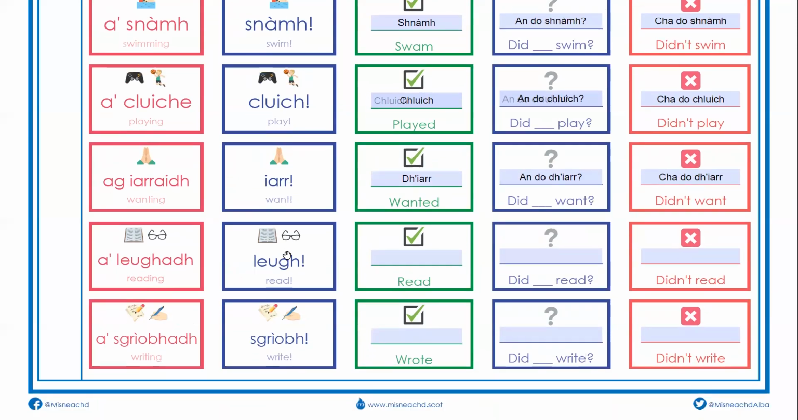So here we go with one that starts with an L. So we can't write an H after that. So reading. I am reading a book. So the command form, leave, and leor show. Leave and leor show.